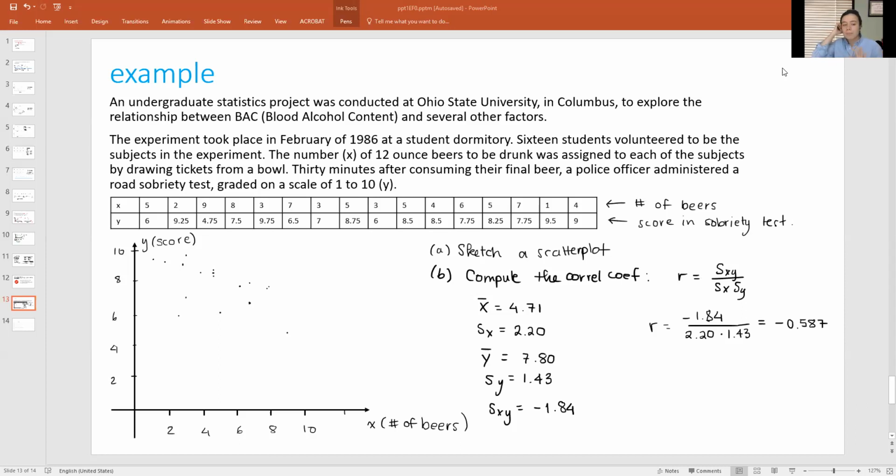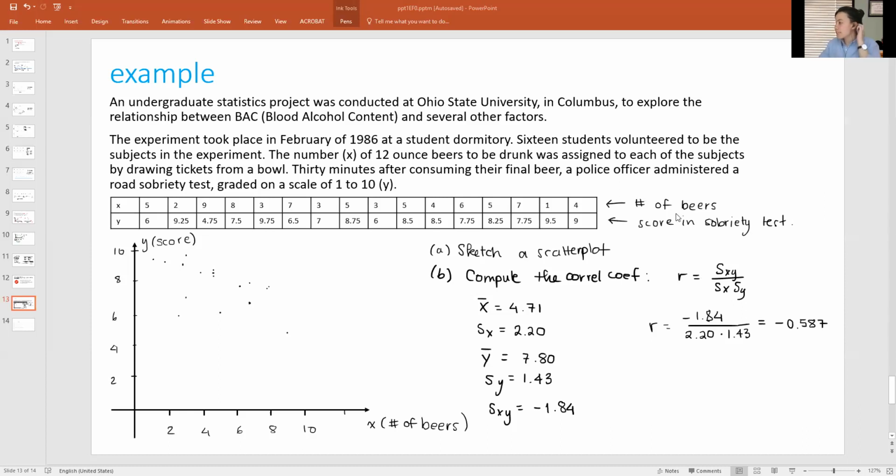So I'm always going to either give you SXY, meaning I'll give you the covariance, or you'll have to compute it, but you'll have to compute it using Excel with one of the formulas. So you'll be able to compute it right away. Again? Okay.